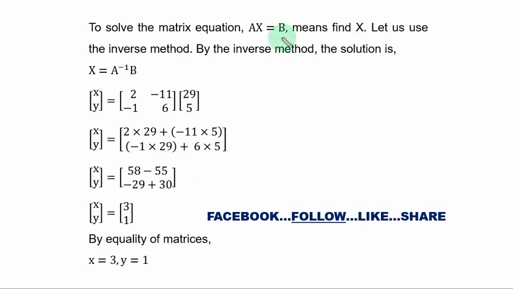To solve the matrix equation AS equals B means find S. Let us use the inverse method. By the inverse method, for you to get S, multiply through by the inverse of A. That gives S equals A inverse times B. This is matrix S, this is the inverse, and this is matrix B.